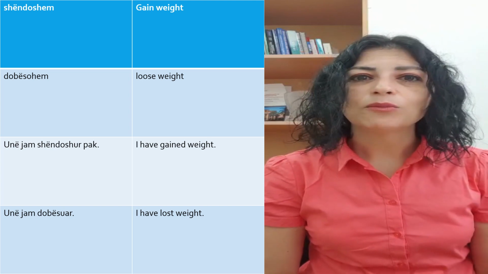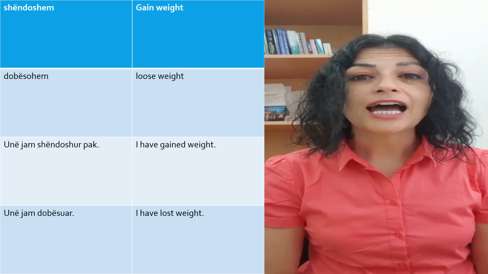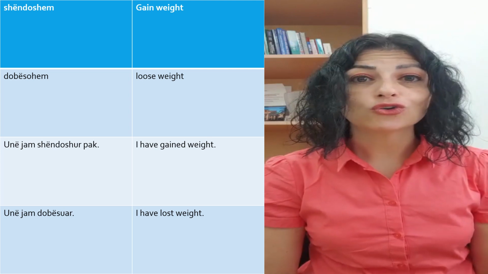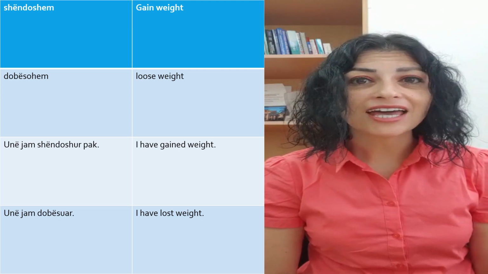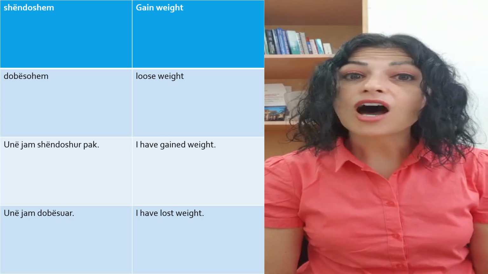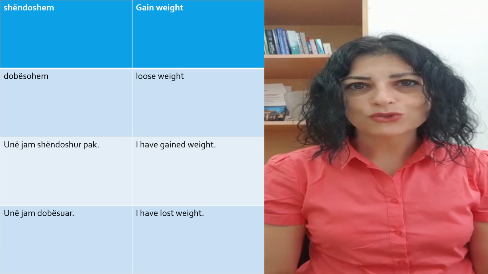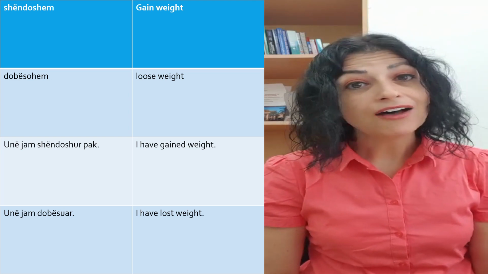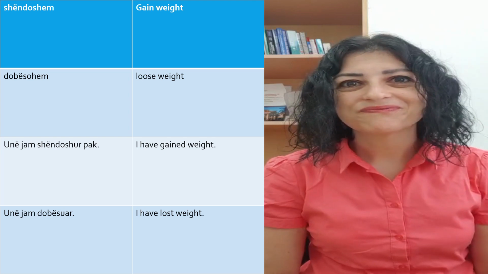So let's see an example. Unë jam shëndoshur pak. I have gained some weight. And the opposite, unë jam dobësuar. I have lost weight.